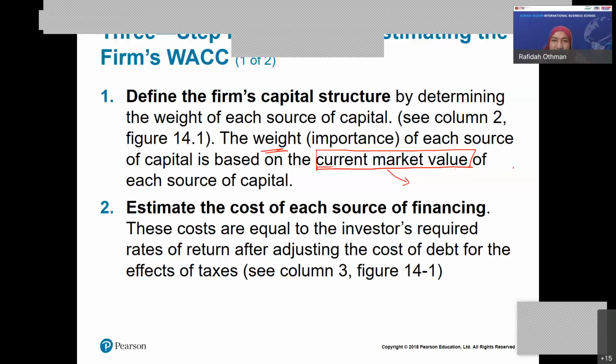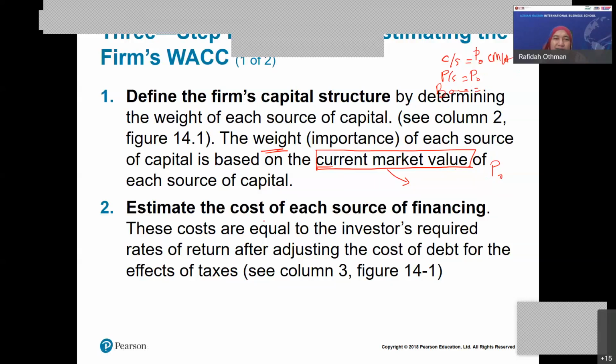Meaning that we are looking at the current market price of the stock. If it is common stock, you find the common stock price. If it is preferred stock, you find its price. P0, this is the market price. If it is a bond also, you have to find the market price of the bond.